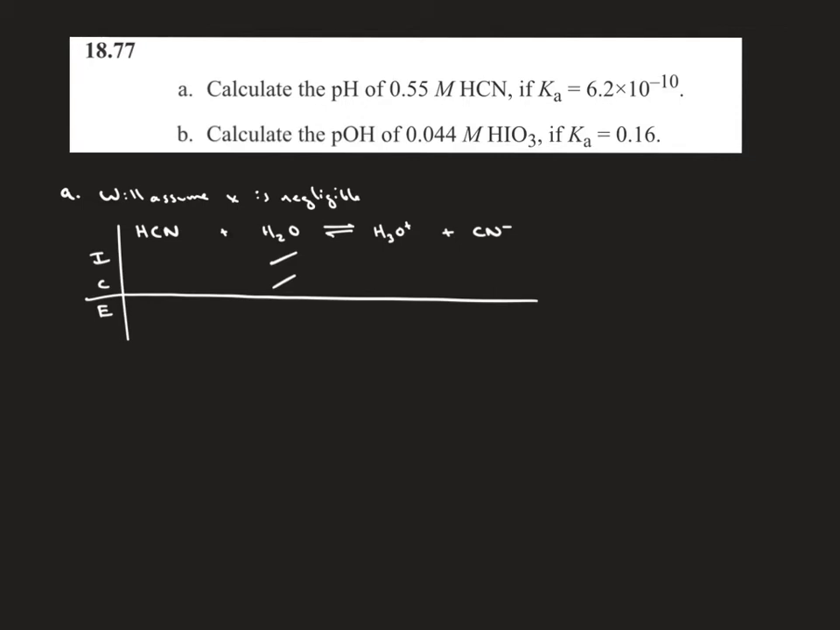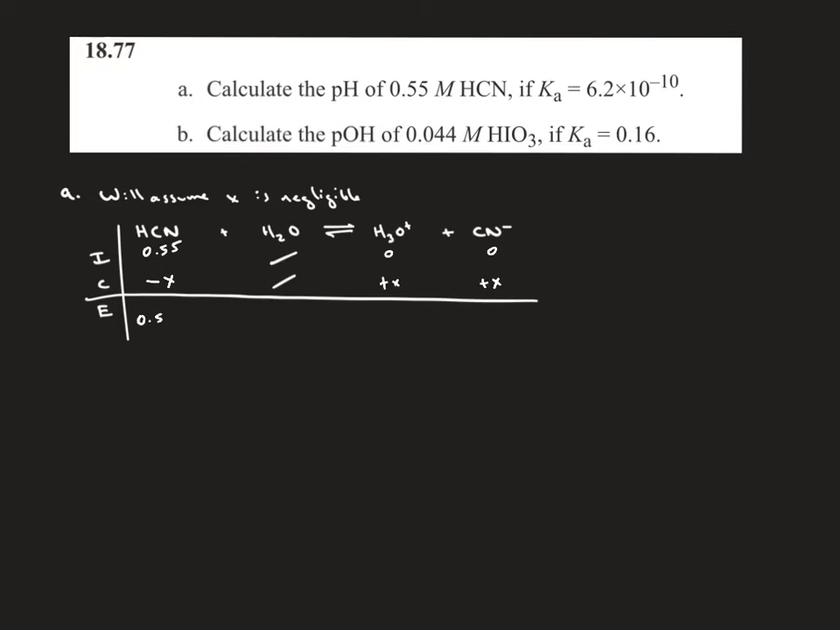And again, I'm going to show you the shortcut to doing this once we get everything set up and do it one time all the way out. But A says calculate the pH of 0.55 molar HCN if Ka is 6.2 times 10 to the negative 10th. So what we're going to do here, just set up your ice table. We're going to say this is 0.55. The change of HCN will be minus X. Water doesn't matter. Hydronium and cyanide ions start at 0. Their change is plus X.